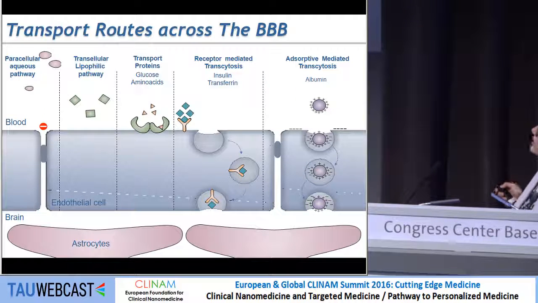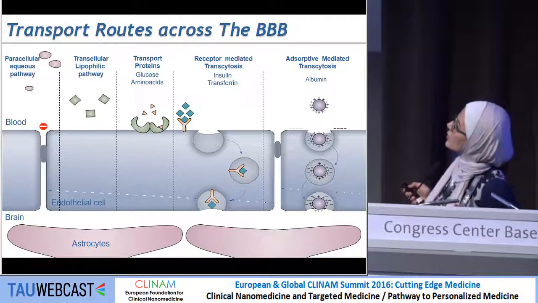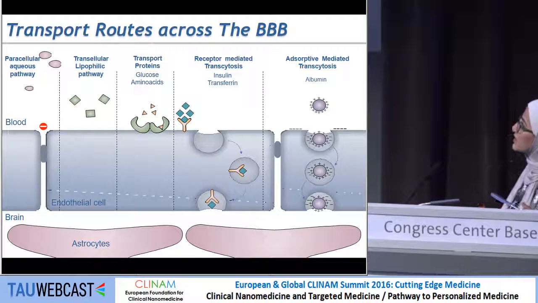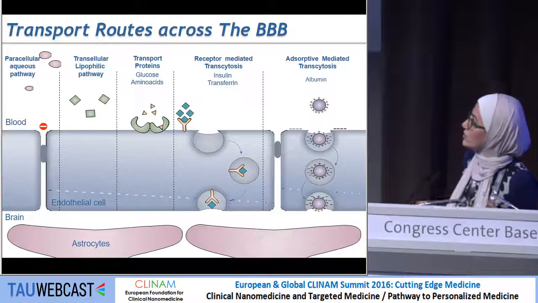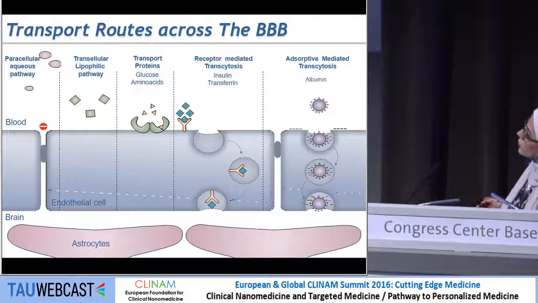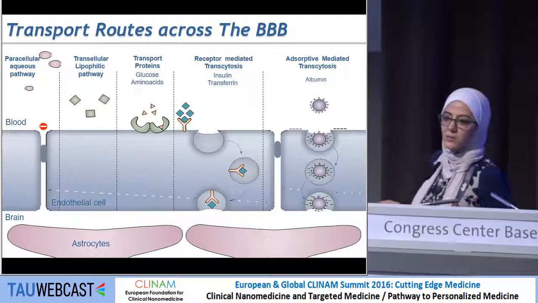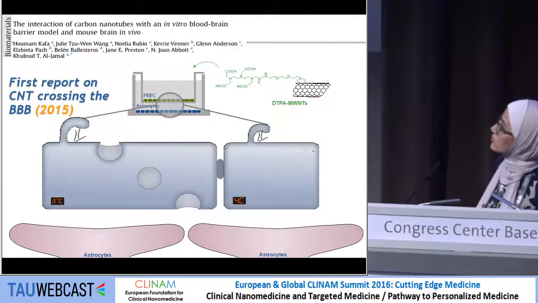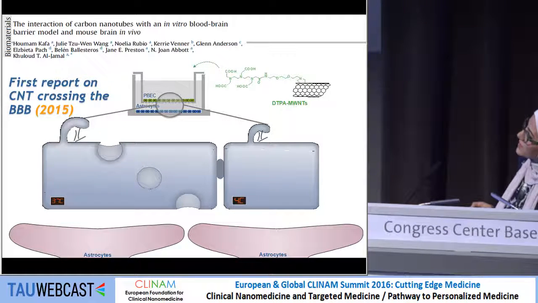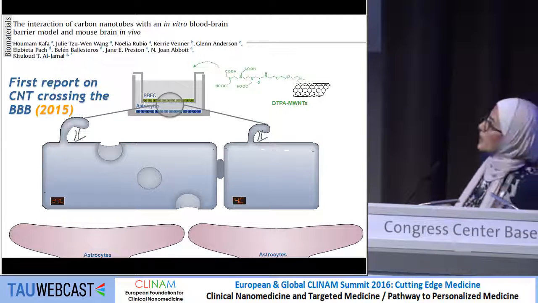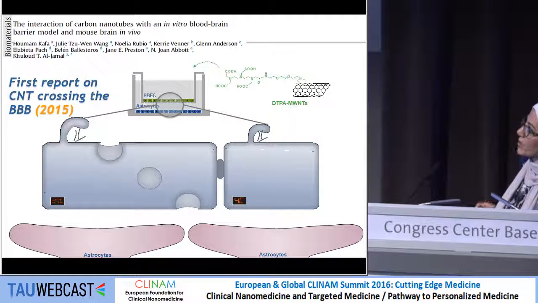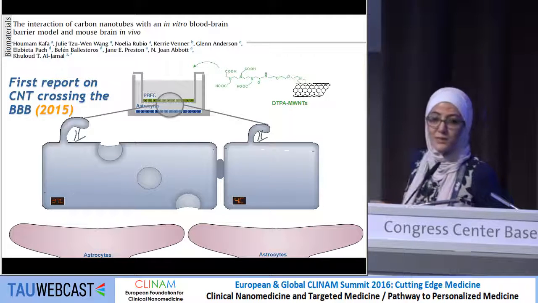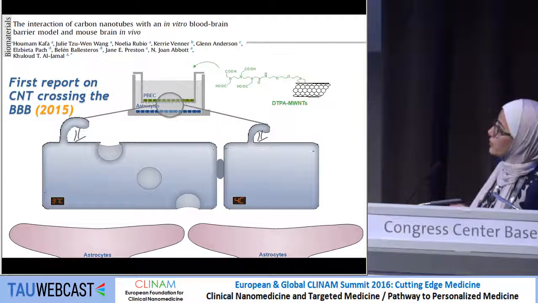And very recently, there is a mechanism explored looking at the adsorptive mediated transcytosis for cationic nanoparticles. So what we want to explore is one of these mechanisms to enhance the crossing into the brain. Last year we had the first report on CNTs crossing the blood-brain barrier, and here we use primary brain endothelial cells, which is characteristic of formation of tight junction.